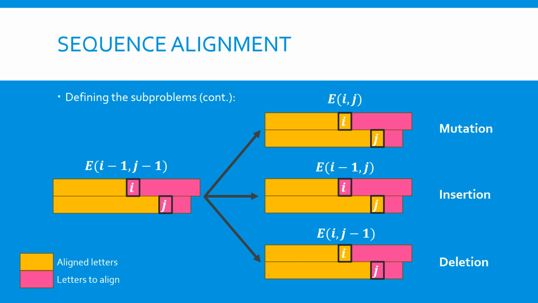Second, we could also apply an insertion to align a gap in S1 to S2j. In this way, S1i will remain unaligned, which stays pink, and S2j will become aligned, which will become yellow. As the edit only consumes S2j but not S1i, the resulting edit distance is E(i-1, j). Symmetrically, we could also apply a deletion and obtain the result E(i, j-1).